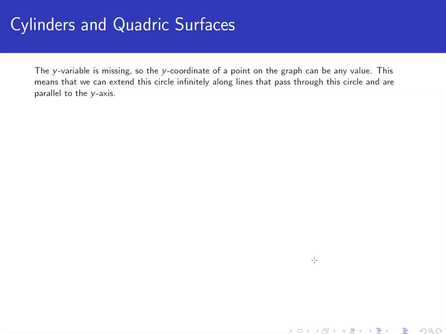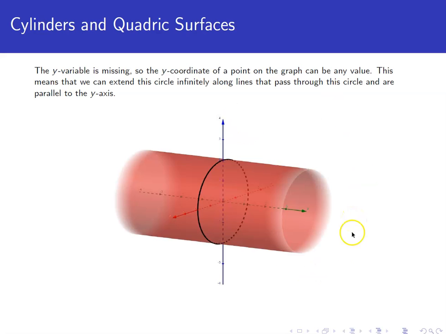So we can extend this circle infinitely parallel to the y-axis. We can think about lines coming out of that circle and just being parallel to the y-axis, and for any point on that circle, we can do that. It would be infinitely long, of course, but we would imagine just taking a point on the circle, extending it infinitely in both directions as a line, and keep doing that for every point on the circle. We end up with this cylinder.